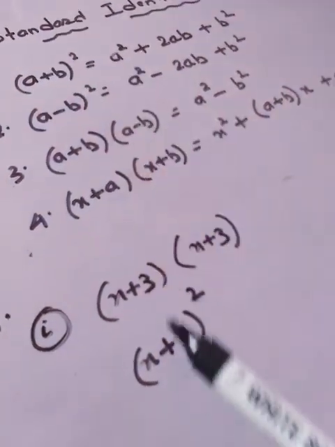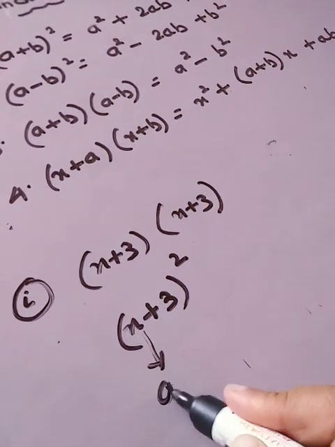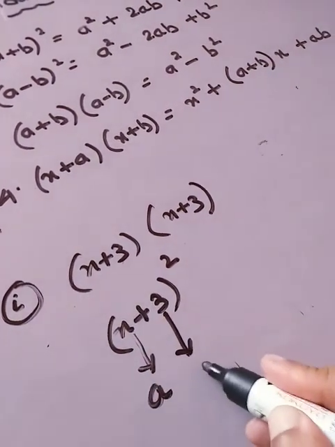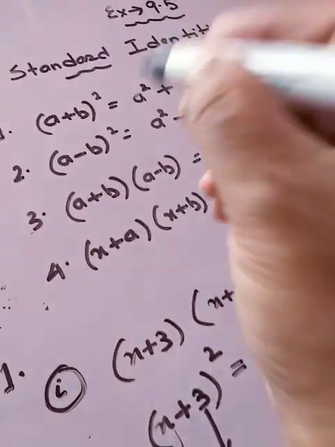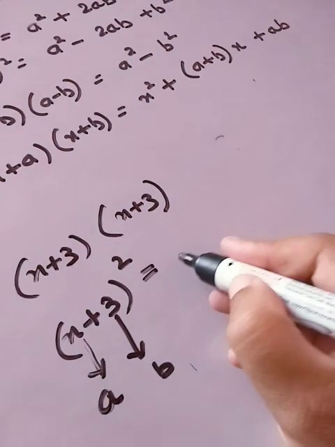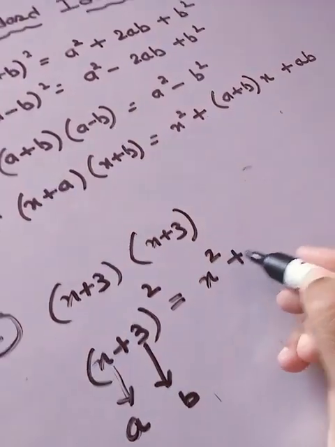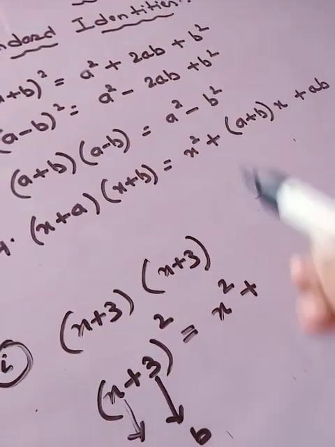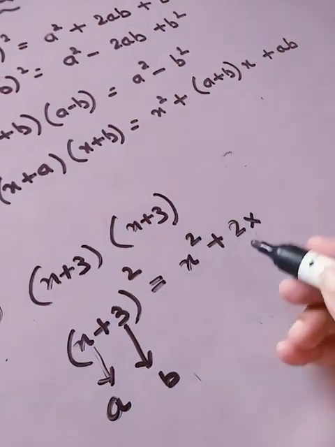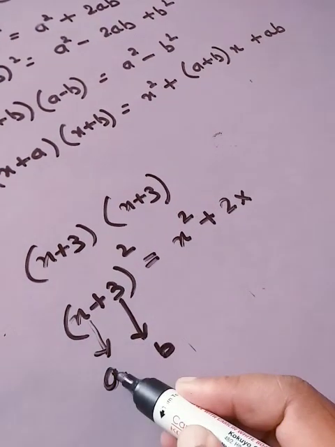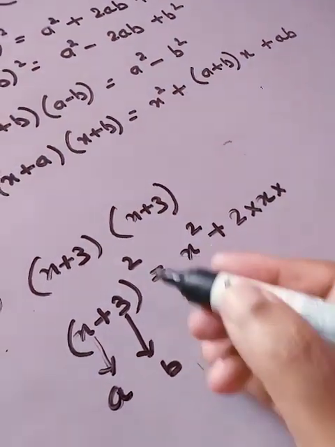You see, (a plus b) whole square. So we will consider a as x and b as 3. Okay, now what is the formula saying? A square. So what is a? X. So we'll write x square. Now the next thing, what is written? Plus 2ab. What is the meaning of 2ab? 2 into a. A is what? X, because we have let a as x. 2 into a into b. B is what? 3.